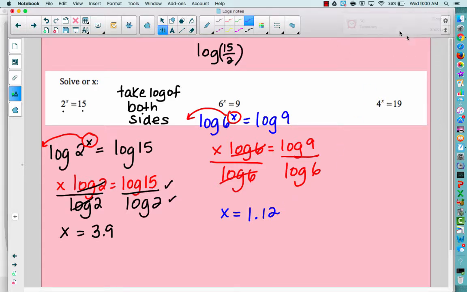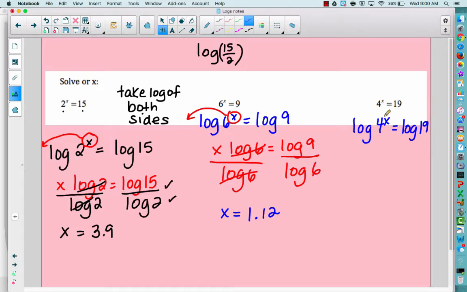Okay? All right, you try the last one. 4 to the x equals 19. All right, so try it and come back. All right, so what you should have done was log 4 to the x equals log 19.